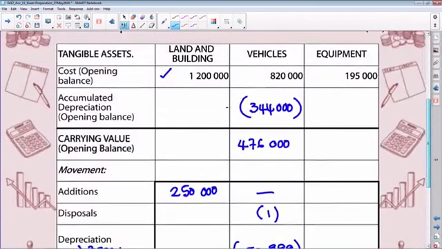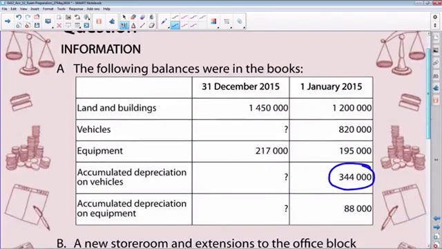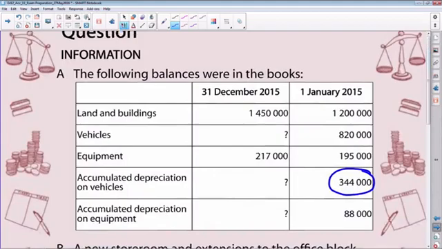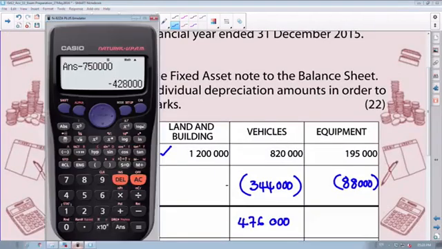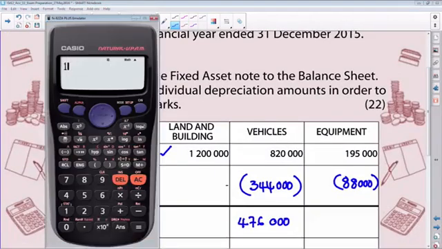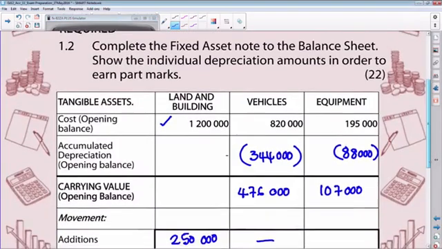Once again, let's put in our accumulated depreciation for equipment. The accumulated depreciation on equipment was 88,000 Rand. Therefore, let's slot it in, 88,000 Rand at the beginning of the year. Keep that in mind. So we take our calculators and we say 195,000 minus the 88,000 at the beginning of the year to give me a value of 107,000. Remember, that is your carrying value at the beginning of the financial year. Right, what else do we have here?